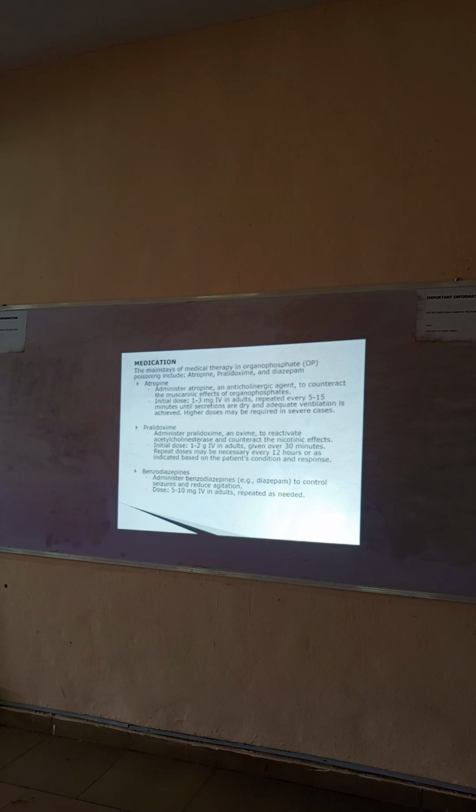Okay, so now for the medications, there are three medications we use: atropine, pralidoxime, and diazepam, which is a benzodiazepine. Atropine reverses the cholinergic activity of organophosphate poisoning.